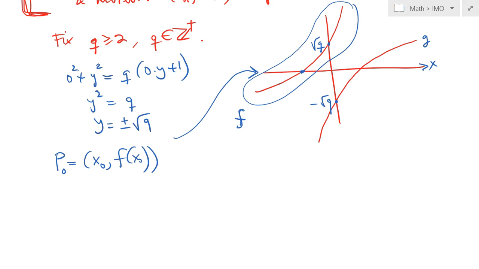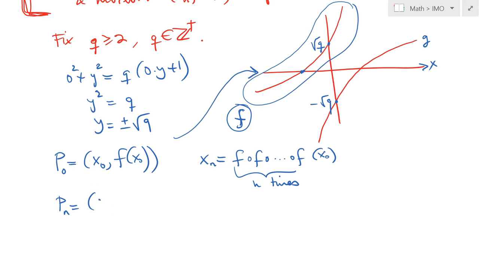You can start with a point, and then by using iterations, recursions, using your formula f, you can repeatedly apply it, and you can define each of these successive terms x sub n in the following way. You would just repeatedly apply the function f to our point x sub 0 n times, and then you would find the next point. So therefore point p sub n would simply be equal to x sub n, f of x sub n, but f of x sub n is just x sub n plus 1, obviously, because we are defining it recursively.